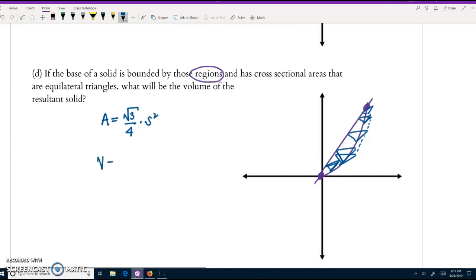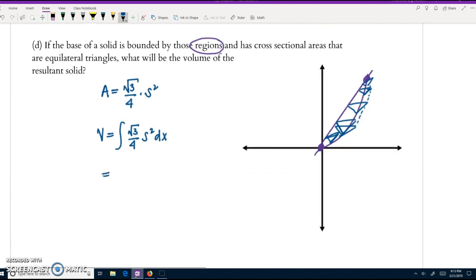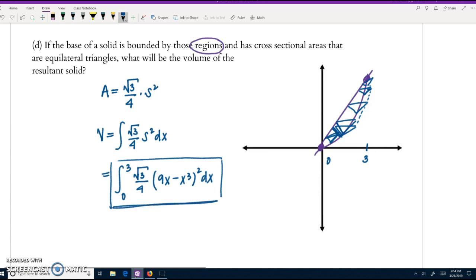So if we want to translate that to a volume, we're going to integrate root 3 over 4 times our side length squared, and we're going to integrate with respect to x here. So our volume is going to look like this. We're still going from 0 to 3. And our side length actually hasn't changed from what we had up above. So our side length can still be found by subtracting our lower function from our upper function at a specific point. So that will become 9x minus x cubed, that quantity squared because we're squaring our side length, and we're integrating with respect to x. That's our final answer on that one.